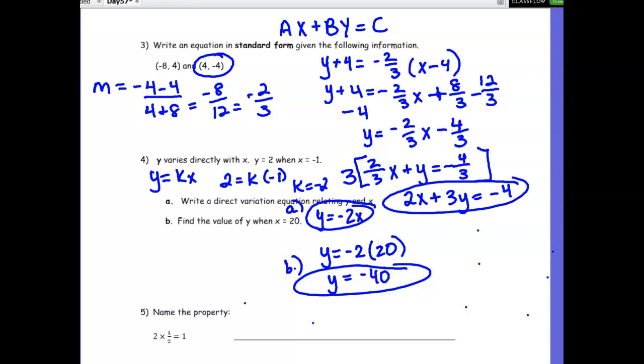And then the last one is a property that should be the multiplicative inverse, but you should know your properties by now.